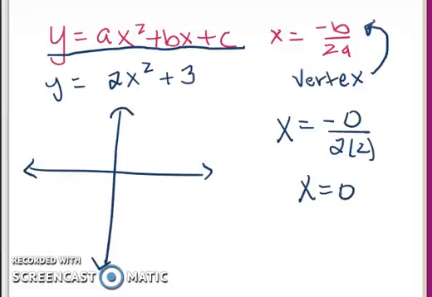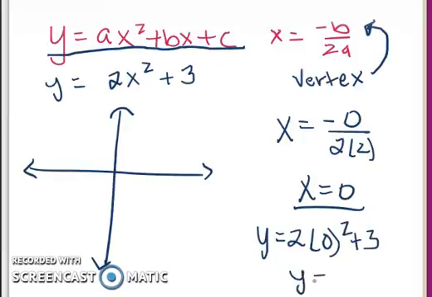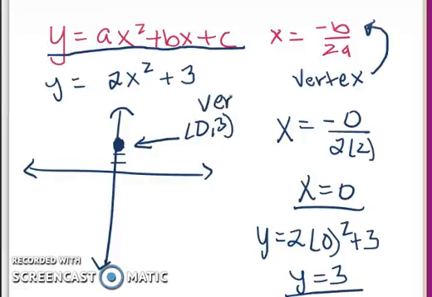Now we get x equals 0, but we need the y value. To find the y value, we have to plug it back in. So we get y equals 2 times 0 squared plus 3, which gives me y equals 3. So my vertex is going to be at 0, comma 3. 1, 2, 3. Here's my vertex, at 0, comma 3.